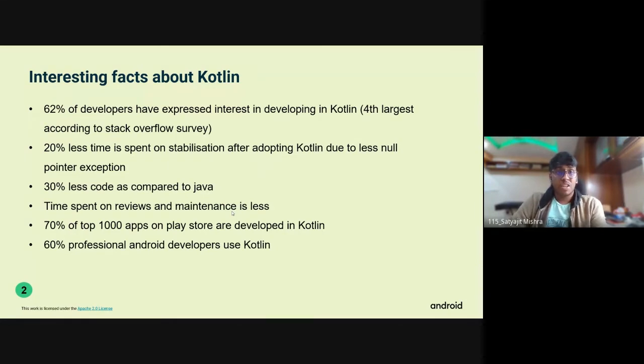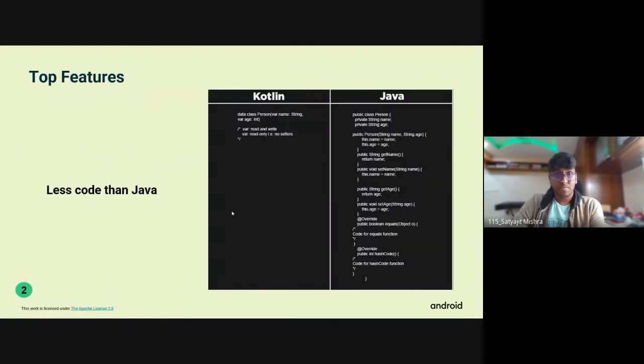Okay, moving on. First, we will look into some of the top features in Kotlin. So as you can see, this is a classic example of how Kotlin is a very concise language. Both the codes are the same, the functionality is the same, but in Kotlin it's just a one-line code, whereas in Java we would have to write tons of boilerplate code just to implement the same thing.